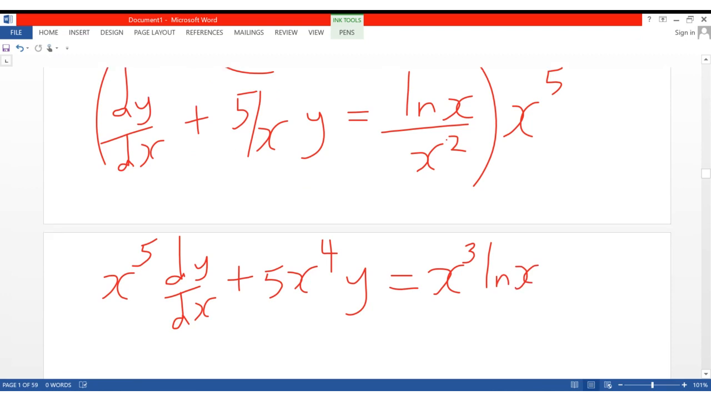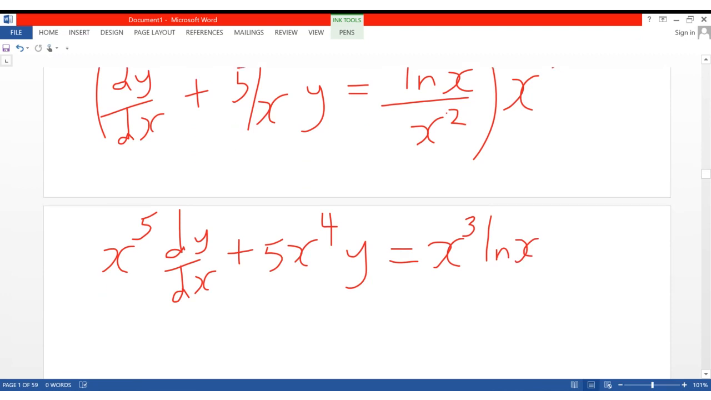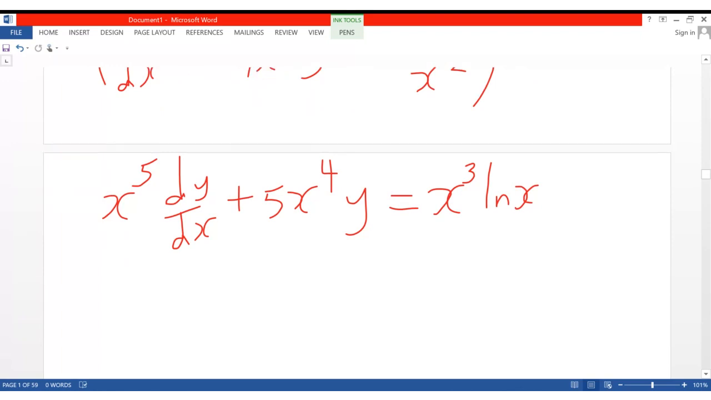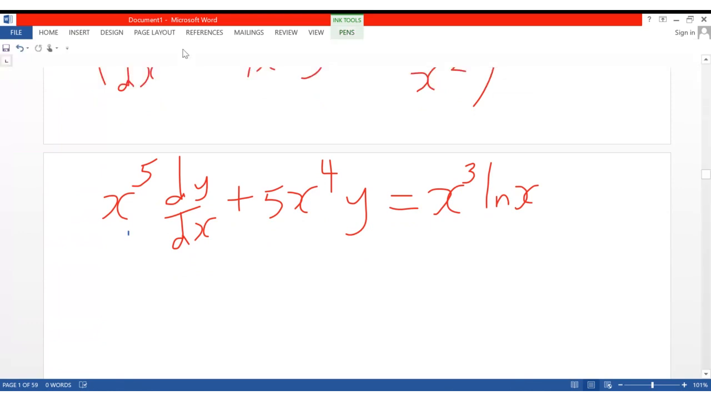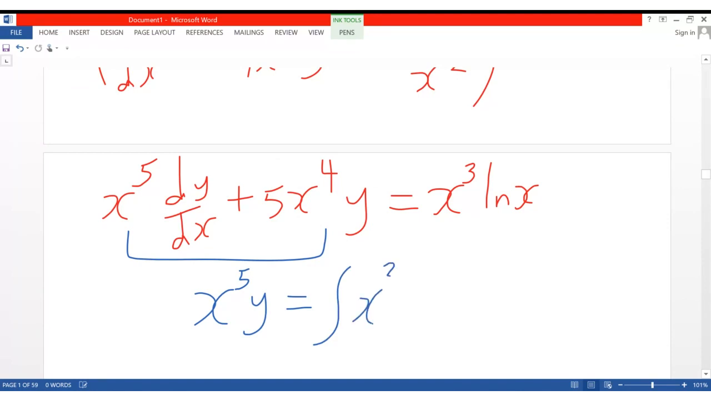Now, when you come to the left-hand side, let me use a different mark. What did we say? When you come to the left-hand side, you just pick the function that is next to dy/dx, which is the same as x raised to power 5. And then here, you just pick the y. You don't pick the 5, you don't pick x to power 4, you only pick the y. And then you come and integrate the right-hand side, x to power 3 ln x. I've forgotten the dx, so integrating always in terms of x.